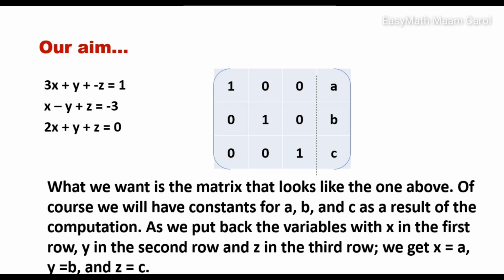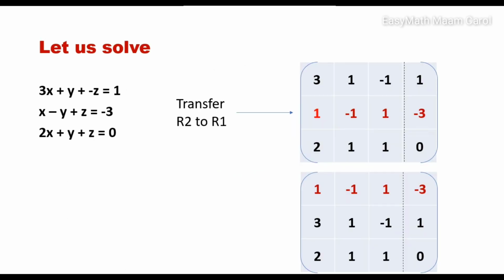As we put back the variables with X in the first row, Y in the second row, and Z in the third row, we get X equals A, Y equals B, and Z equals C. And we are going to get this. So now let us solve. So our original equation is this: transferring all coefficients and constants in a matrix, we get this.